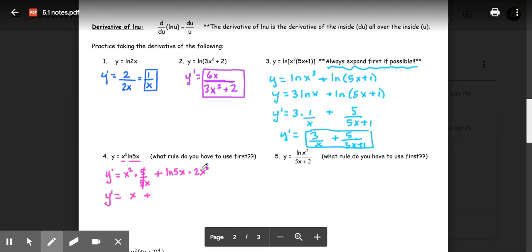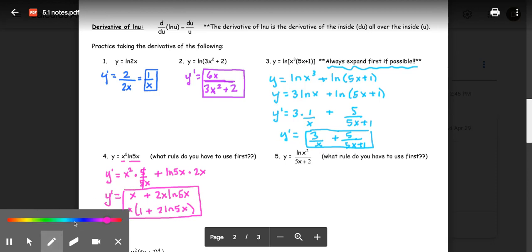You cannot multiply this 2x into the inside of a log, just like you can't multiply into the inside of a trig function. It just goes out in front. So 2x natural log of 5x. If you want to pull an x out, you can, but you do not have to. I would accept either one of these answers.